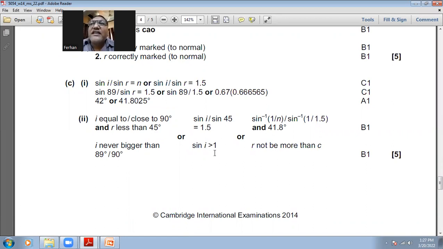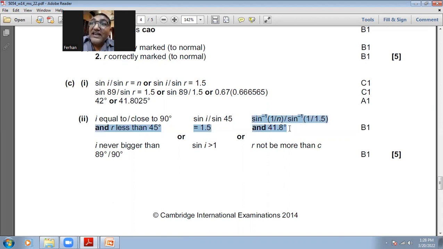Or you can write, this is another argument, sine I divided by sine 45 is equal to 1.5. So this is only possible if the sine I value is greater than 1. And if you have studied mathematics, you must have noticed whenever you take the sine of any angle, it's never more than 1. Or a third option of writing this answer is that sine inverse of 1 by n is 41.8. So R cannot be more than C. It cannot be more than the critical angle.